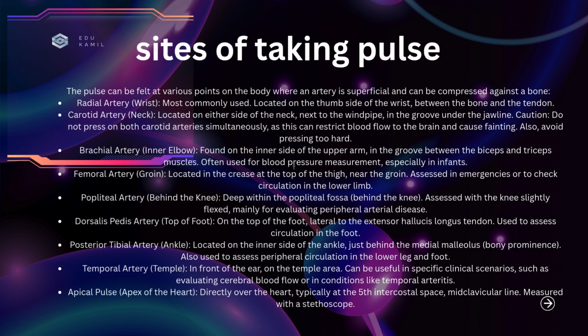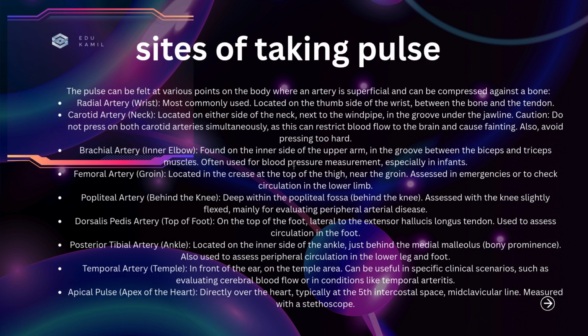Femoral artery, groin, located in the crease at the top of the thigh, near the groin. Assessed in emergencies or to check circulation in the lower limb. Popliteal artery, behind the knee, deep within the popliteal fossa, behind the knee. Assessed with the knee slightly flexed, mainly for evaluating peripheral arterial disease.